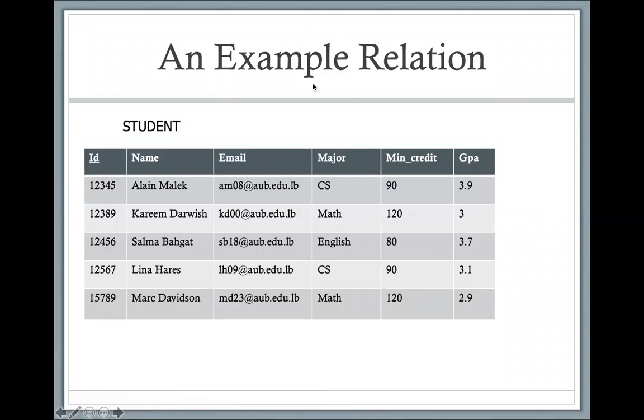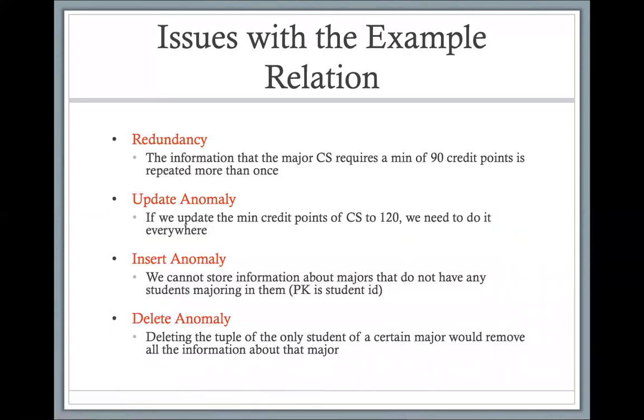I cannot insert this information in the given table. Why? Because the primary key of this table is student ID. So I can come here and say, let's introduce a major in literature or in biology, and this major has this number of credits, minimum credit. But then if you don't have any students for it, you wouldn't be able to insert this record in the table. So that's an insert anomaly.